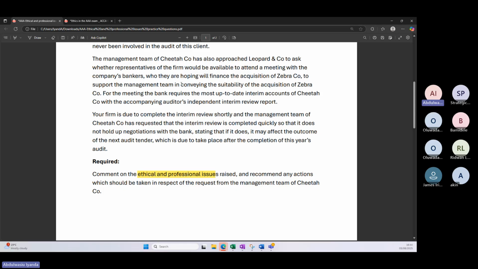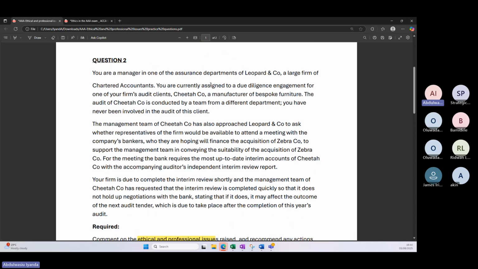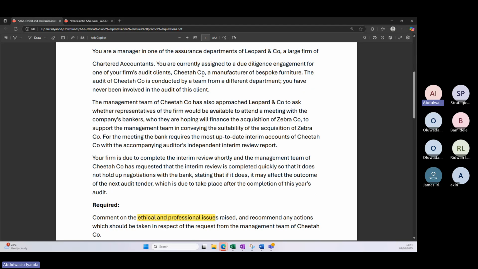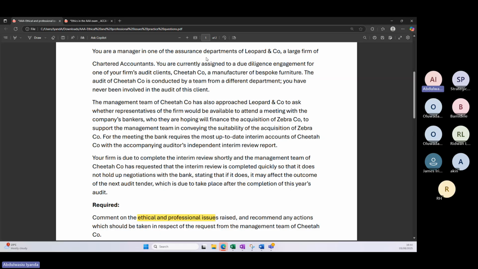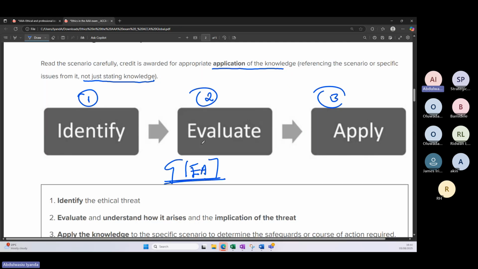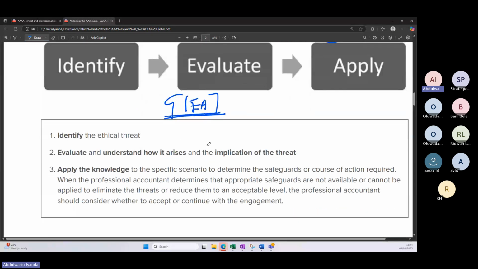So you are given a simple question now, and you're asked to comment on the ethical and professional issue raised, and recommend any action which should be taken in respect of the request from the management team of this particular client. The first thing the examiner is advising us is, if you want to answer a question, whatever subject you're taking, try as much as possible to download all the articles.